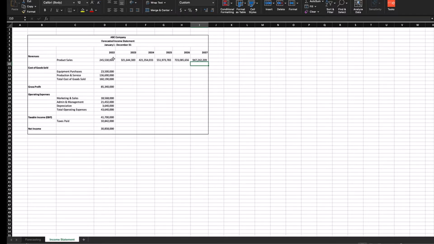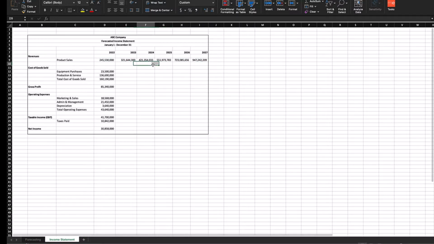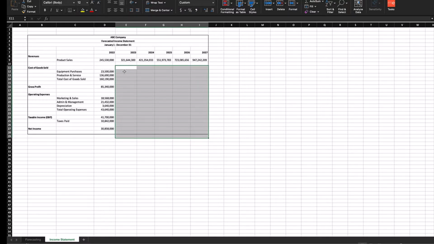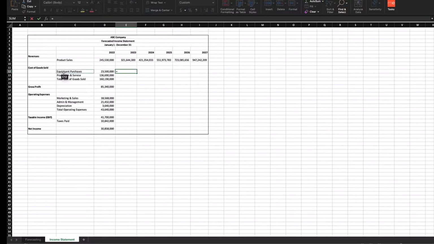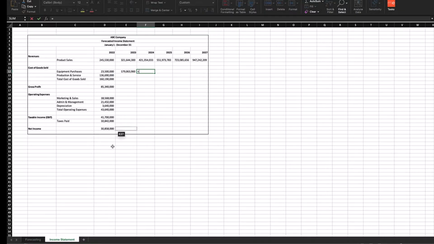So we can see that revenue is growing year over year, 31%. And this same rate of growth is happening throughout the entire company. So we have equipment purchases of 136,900, and then the year following it goes up. And we can do this for all the years.